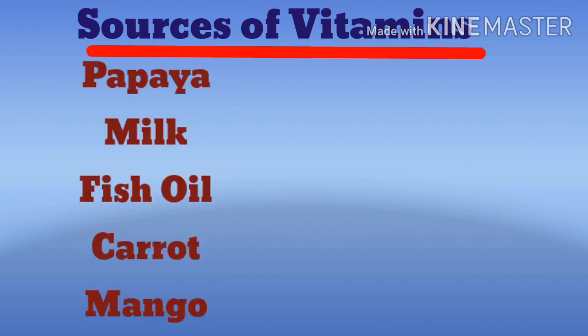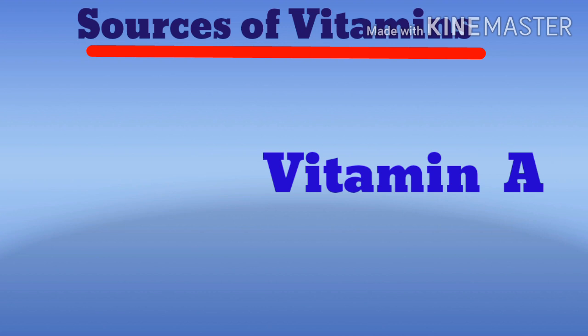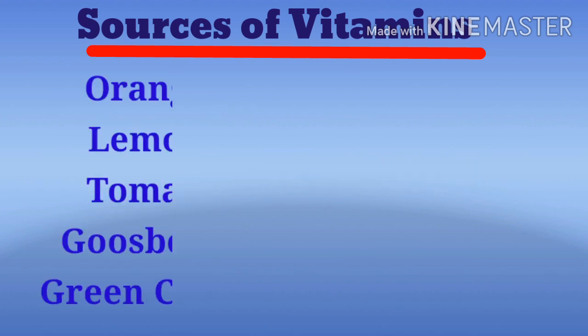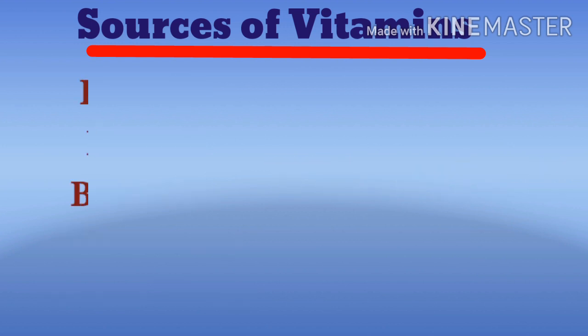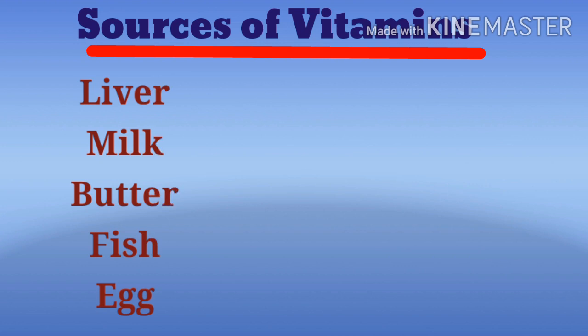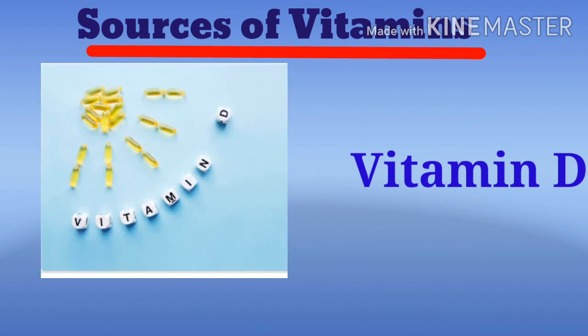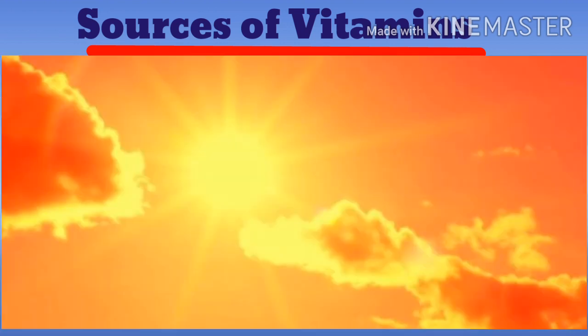Papaya, milk, fish oil, carrot, mango are rich in vitamin A. Next, wheat, rice, liver are rich in vitamin B. Orange, lemon, tomato, gooseberry, green chilli, etc. are rich in vitamin C. Liver, milk, butter, fish, egg, etc. are rich in vitamin D. Vitamin D is also called the sunshine vitamin. This is because our body produces vitamin D in the presence of sunlight.